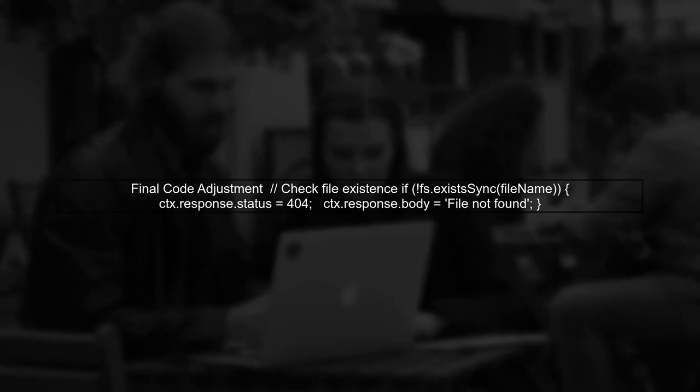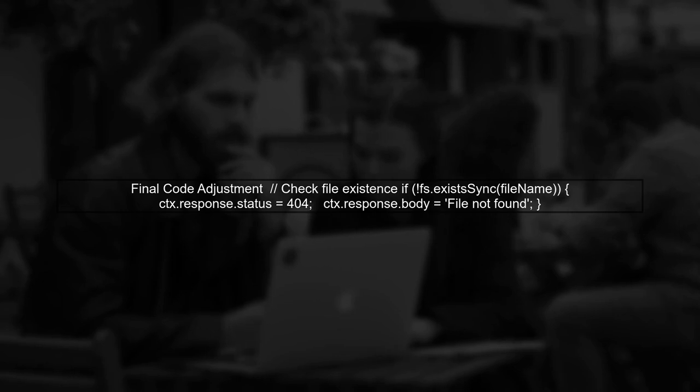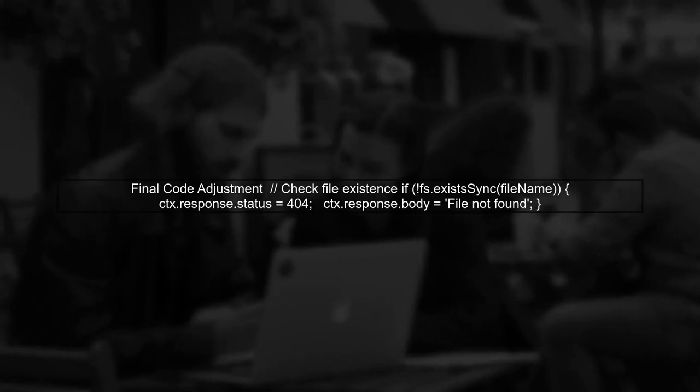To fix this, we need to ensure that we handle the error before attempting to send the response body. We can do this by checking if the file exists before trying to read it. Now, when a file doesn't exist, we can set the appropriate status code and send a clear response back to the client.